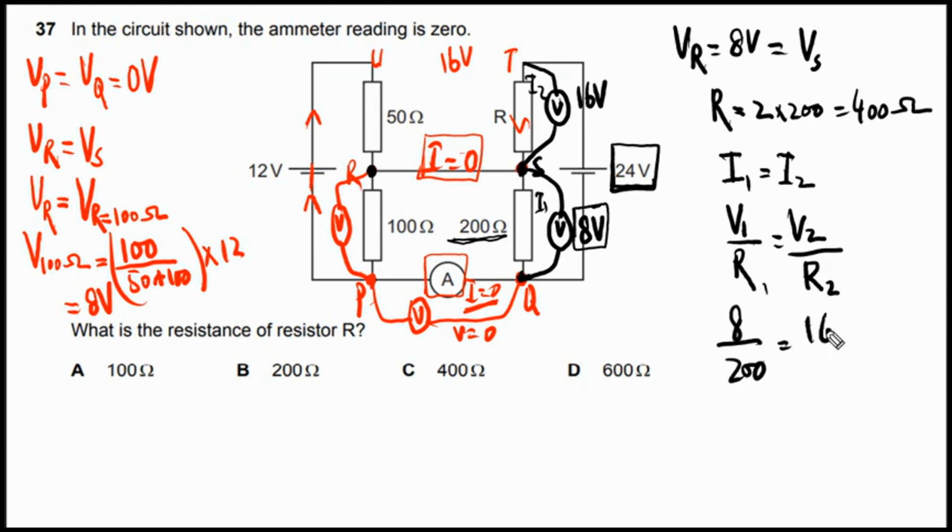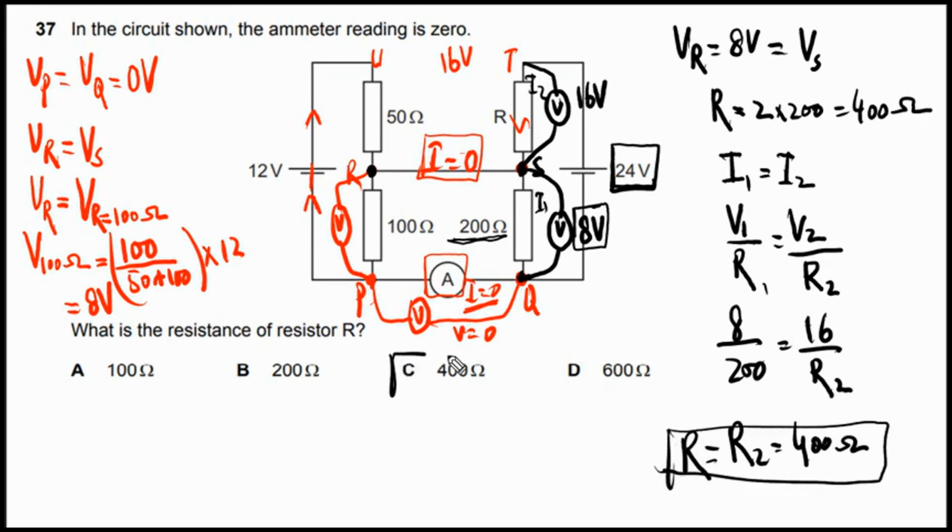So V is 16. So we have to find the value of R. Simply you will find out that R is equal to 400 ohms. So our answer for this question is 400.